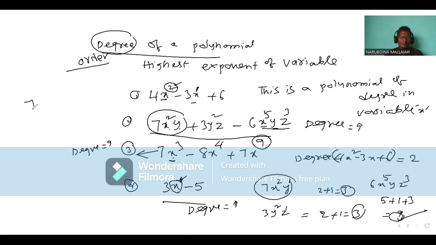For 7, I am asking you the degree. What is the degree of 7? In the beginning, I told you a constant term is also considered a polynomial. See, the degree needs a variable, but here the variable is missing. So I am creating a variable. 7 is written as 7 into 1, and in place of 1, I am writing x to the power of 0. Now it has a variable, and the exponent of x is 0. So the degree of 7 is 0.